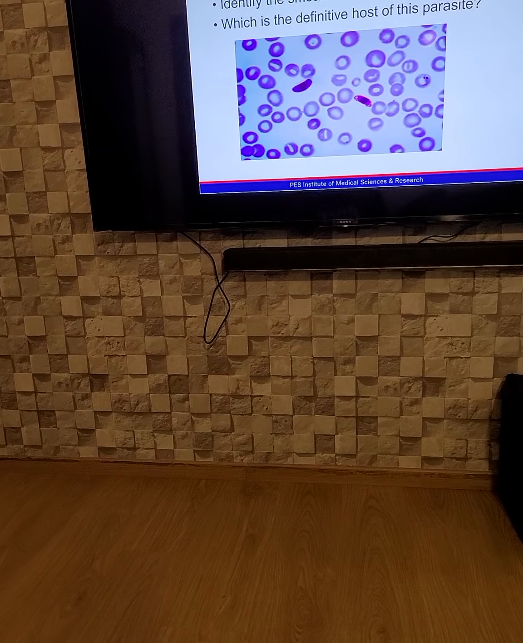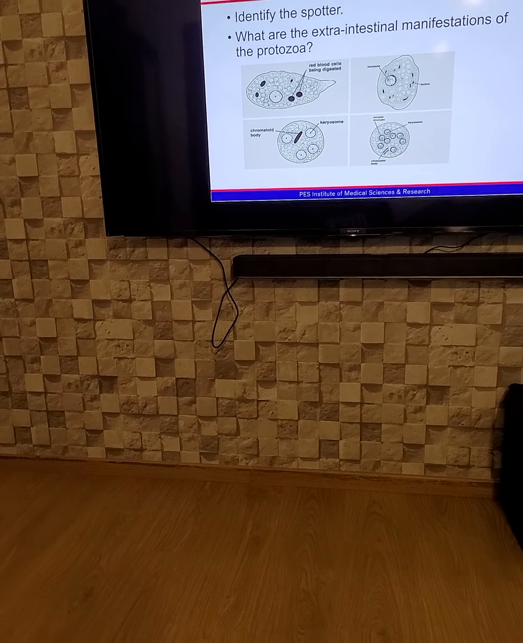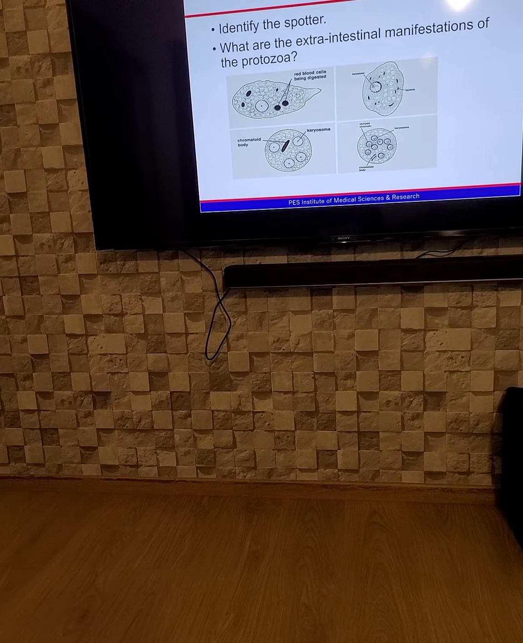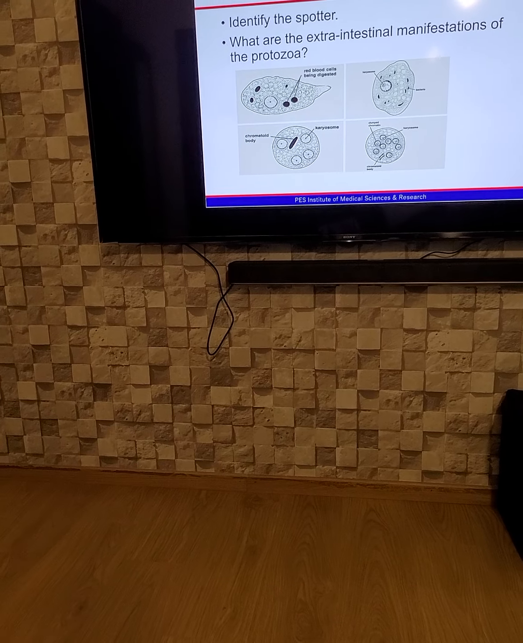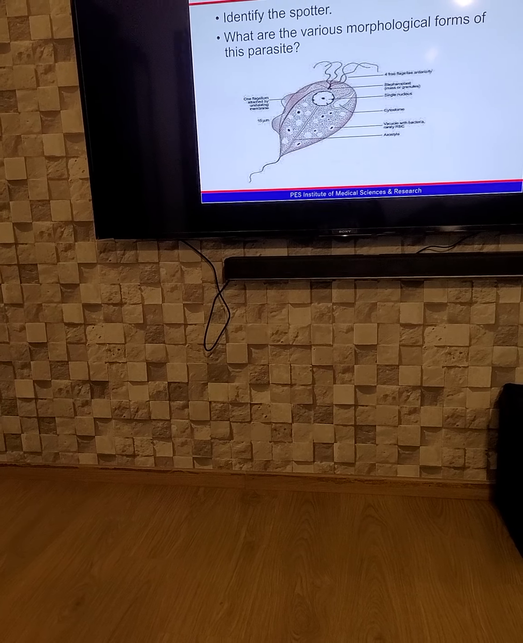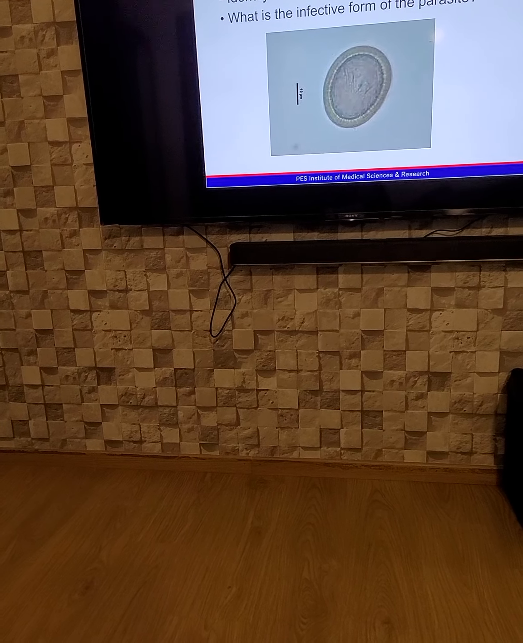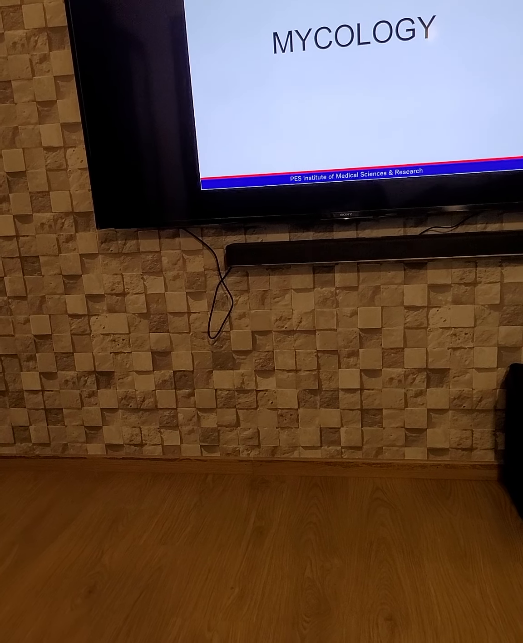This is a gametocyte of Plasmodium falciparum. This is Entamoeba histolytica showing quadrinucleate cysts and various other cysts. This is Trichomonas vaginalis, one of the sexually transmitted parasitic diseases. This is an egg of Taenia solium.